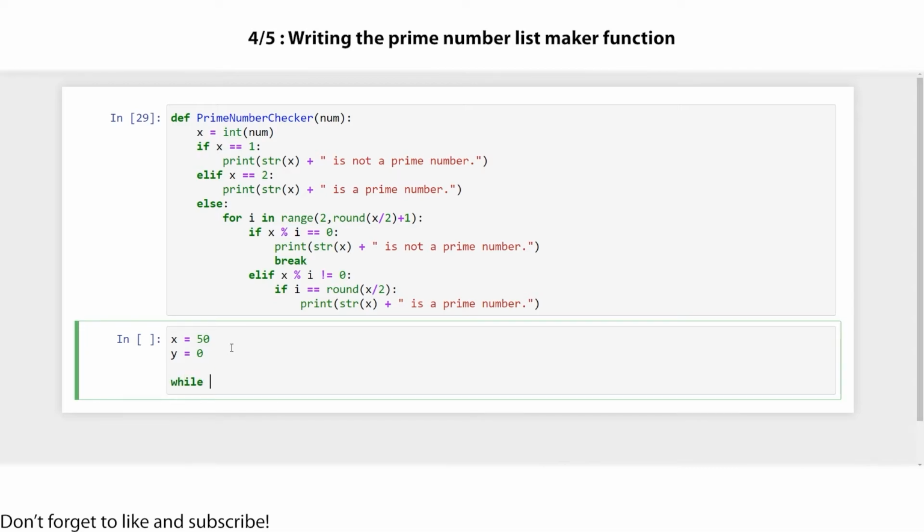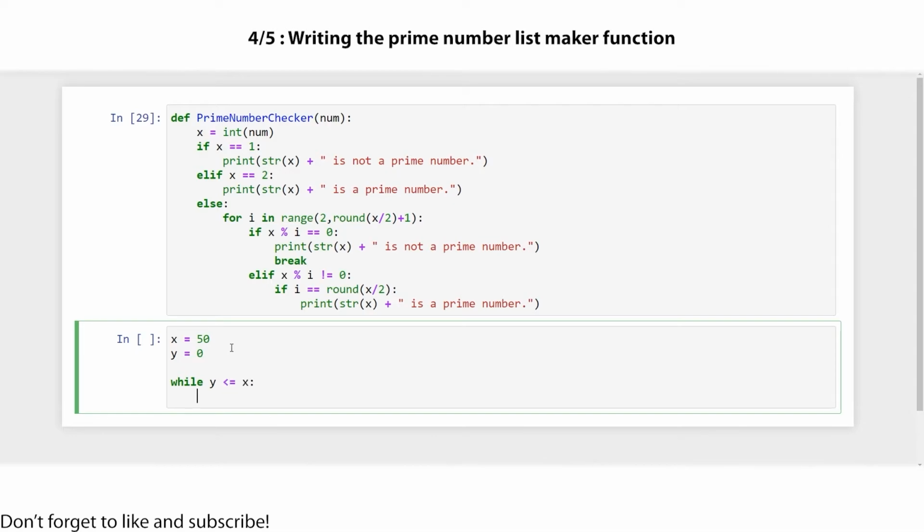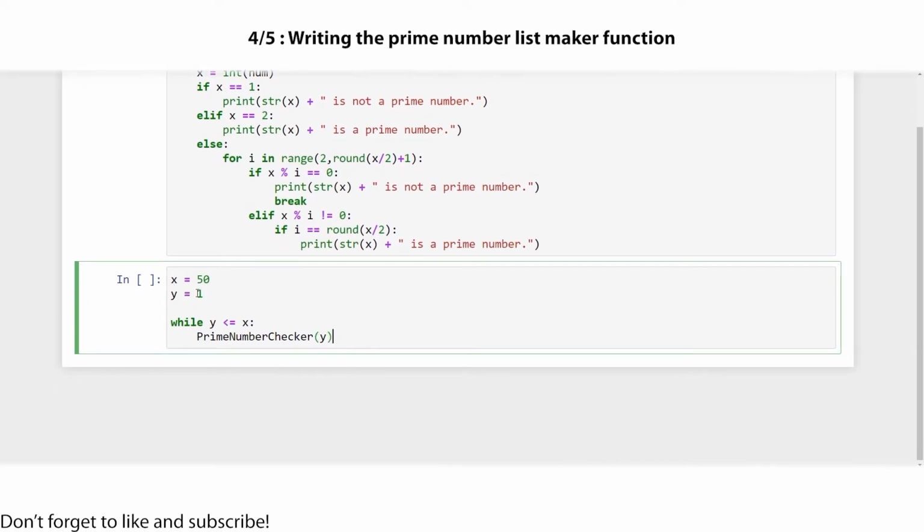So I'm going to say while y is less than or equal to x. What I'm going to do now is call the prime number checker for y. And actually, I'm not going to start at 0 now that I look at that, because 0 is a bit complicated. Is 0 a prime number? I'm not going to go into that. I believe it's not, but let's just start from 1 to make our life simpler. So while y is less than or equal to x, we're going to call the prime number checker on the number y.